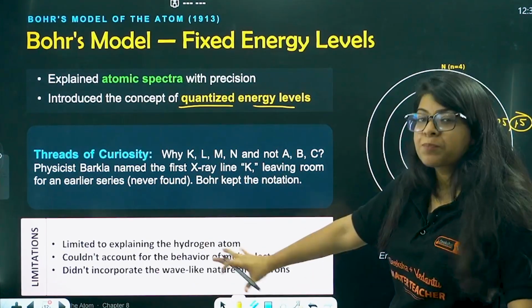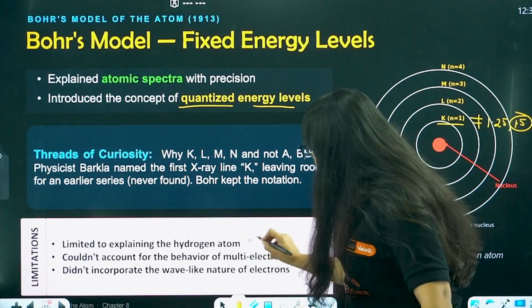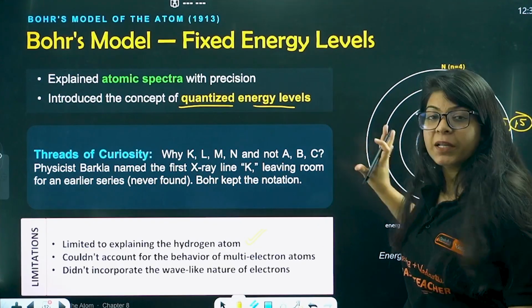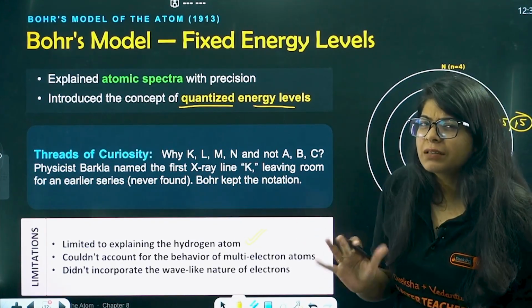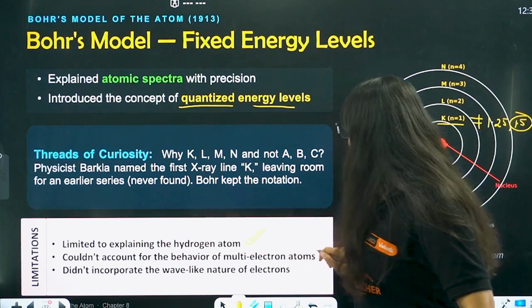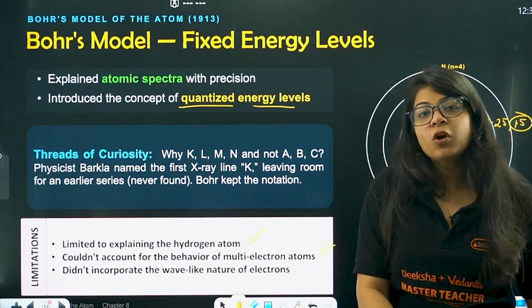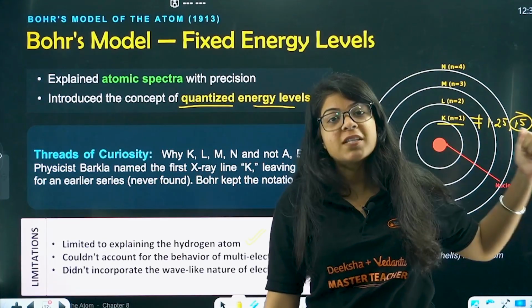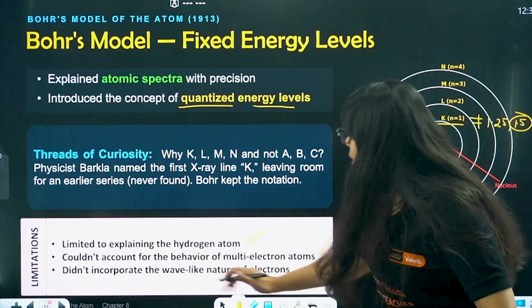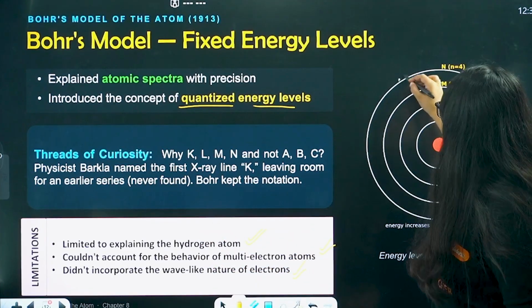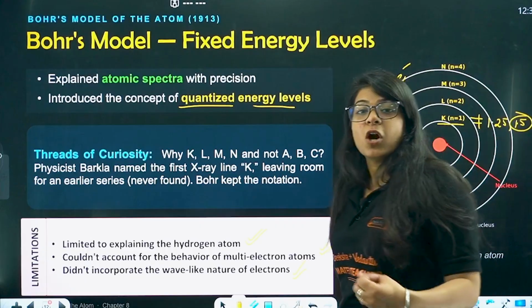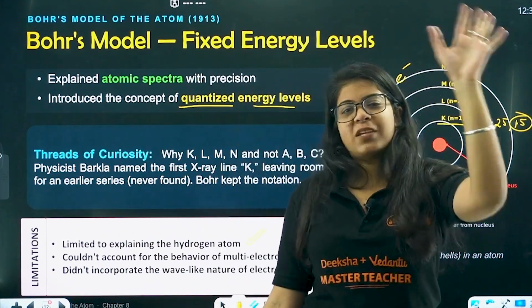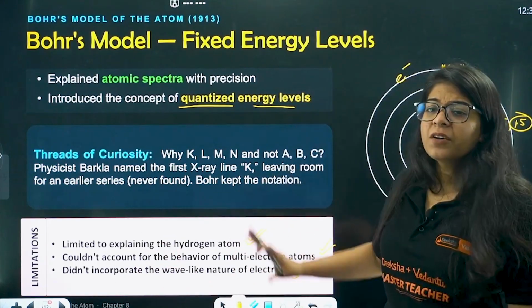Some of the limitations of Bohr's model: it was only applicable to the hydrogen atom, that means the atom that has only one electron. So that's a tricky part. It could not account for the behavior of multi-electron atoms. If there is more than one electron, then the behavior was different from what Bohr described. It also didn't incorporate the wave-like nature of electrons. Here we are just studying that one electron is revolving. We are not saying it may be behaving as a wave. What exactly is happening is a topic for your +1 classes, beta. Till here, this is enough.